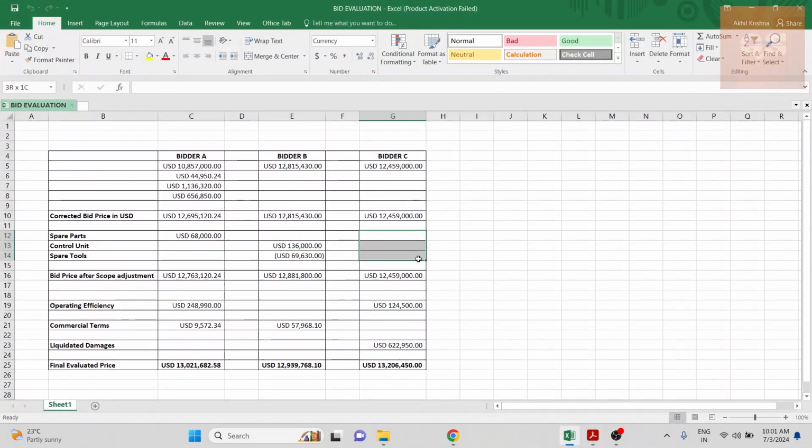So bidder C is all fine, and that is why there is nothing much being done here. For bidder A, 68,000 was added for spare parts. For bidder B, the control unit price was added and the spare tool price, which was optional, was deducted. After doing all this, we get this price. So this plus this, we get this. This plus this minus this, we get this. Since there are no adjustments for this one, the same thing comes down here. So this will be the bid price after the scope adjustment.